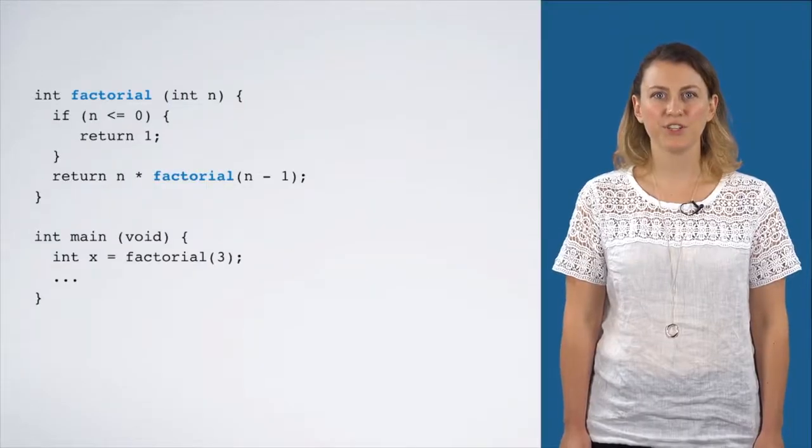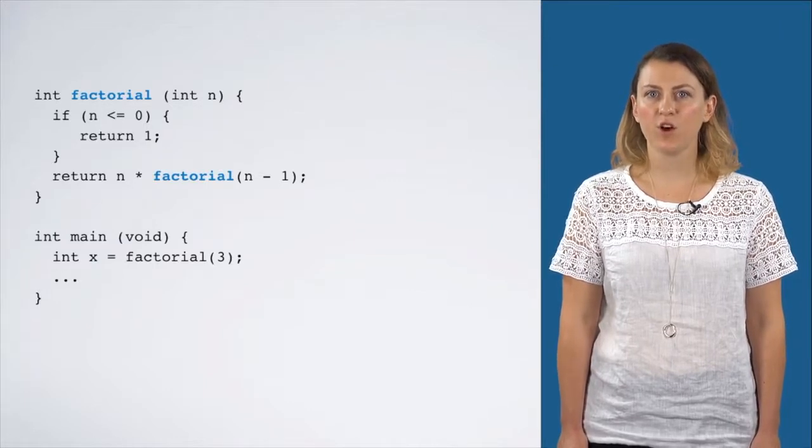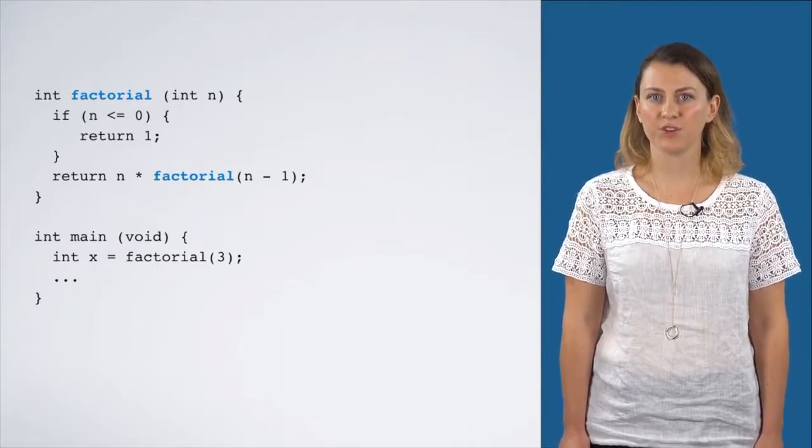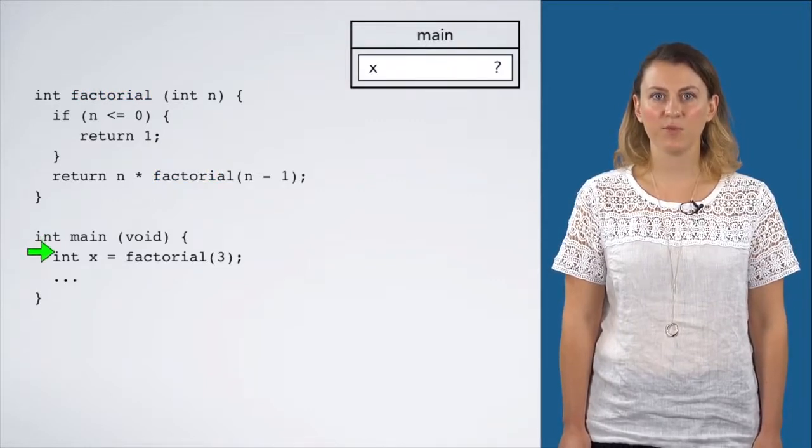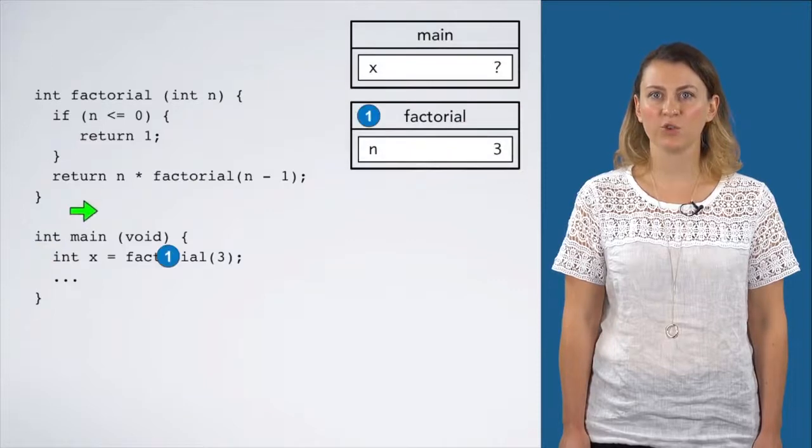This video is going to trace through the function factorial, which is recursive. Note that there is a call to factorial as part of the function's return statement. We begin in main, and the first line declares a variable x and initializes it to factorial of 3.